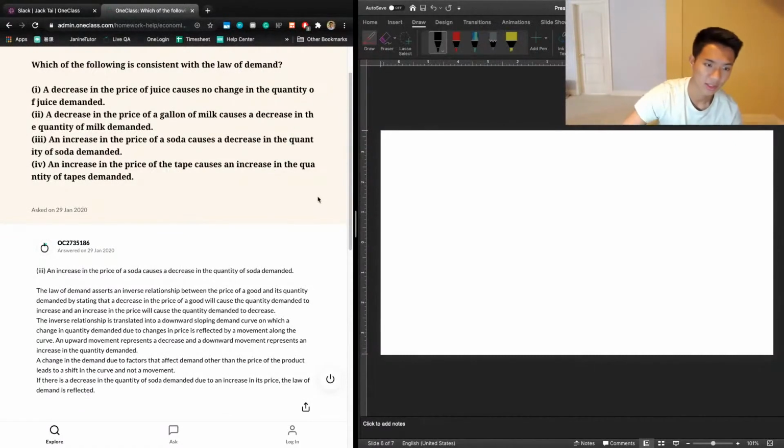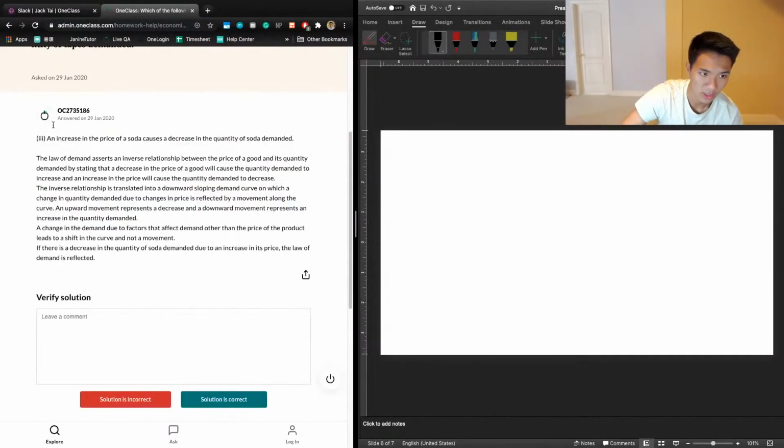Okay, let's take a look at the previous tutor's answer. They also said C. He said that the law of demand asserts an inverse relationship between the price of a good and its quantity demanded by stating that a decrease in the price of a good will cause the quantity demanded to increase, and an increase in the price will cause the quantity demanded to decrease. The inverse relationship is translated into a downward sloping demand curve on which a change in quantity demanded due to changes in price is reflected by a movement along the curve. An upward movement represents a decrease, and a downward movement represents an increase in the quantity demanded.